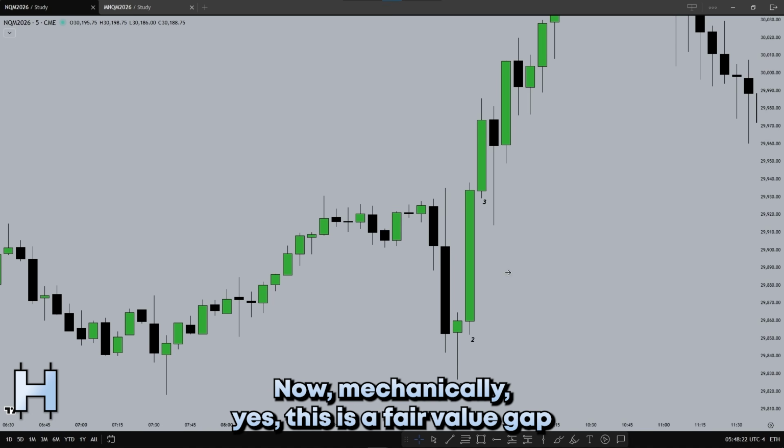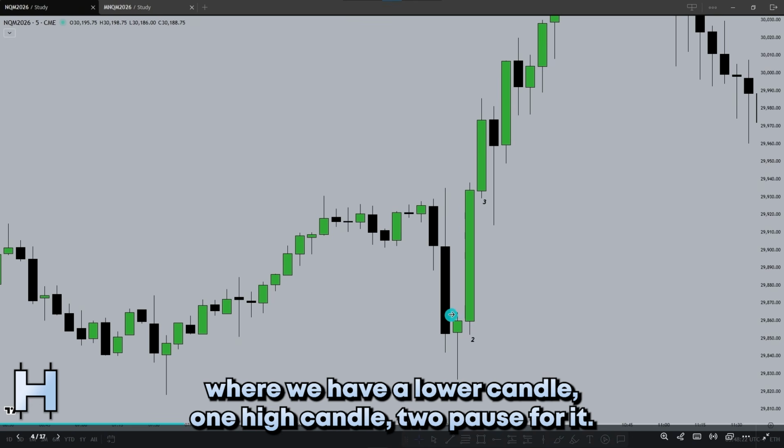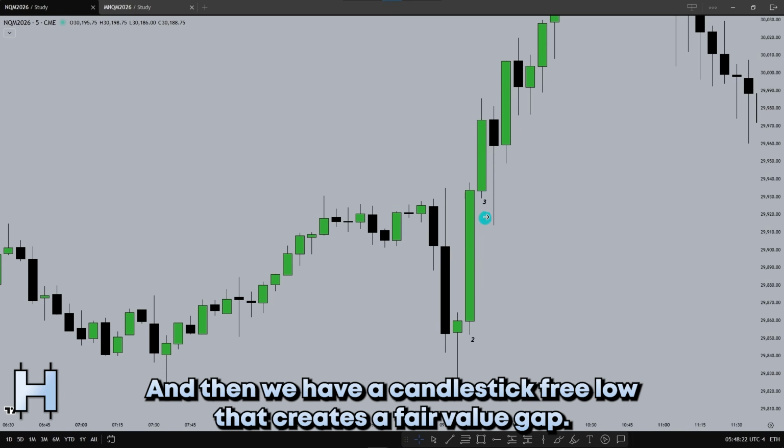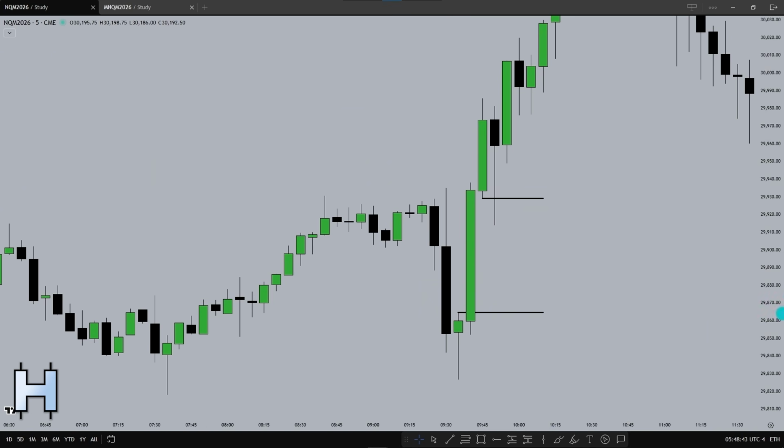Now, mechanically, yes, this is a fair value gap because we have a 3 candle formation, 1, 2, 3, where we have a lower candle 1 high, candle 2 passes through it, and then we have a candlestick 3 low. That creates a fair value gap, and the imbalance is created between candle 1 and candle 3. That's the textbook version of it, and that's fine.